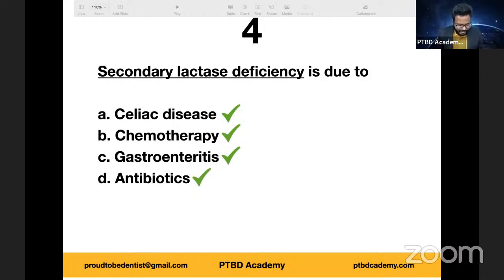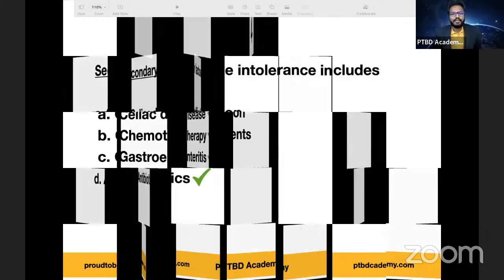So celiac disease, gastroenteritis, Crohn's disease, ulcerative colitis, chemotherapy, antibiotics, all of these have potential to cause injury to intestinal mucosa, causing lactase deficiency. Because it is secondary to a particular disease or infection, we're calling it secondary. I hope it's clear. So those who have chosen all, award yourself +4. And those who have chosen any one of the options only, award yourself +1. If you have chosen 4 options, award yourself +4.